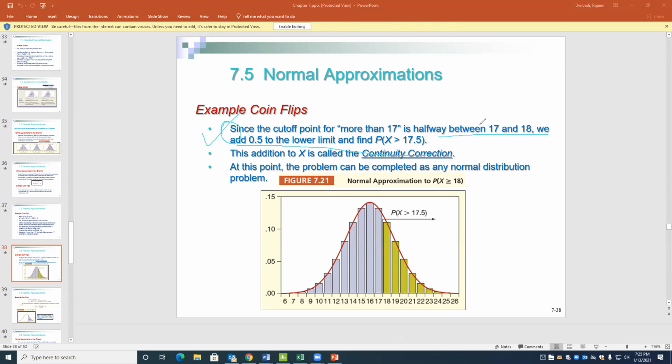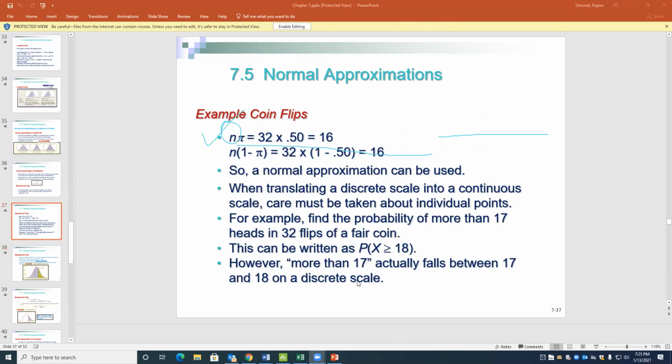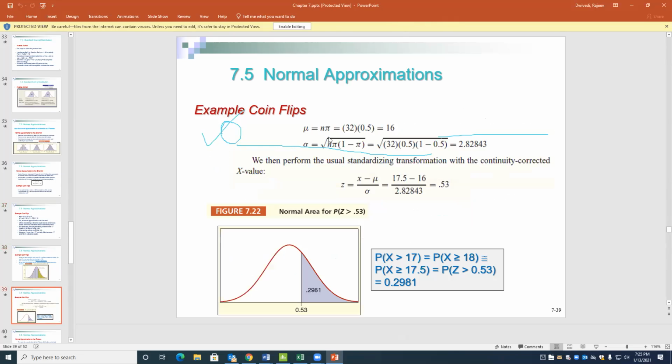So now mean is right here, where n pi is the mean, and standard deviation you can calculate. So this is 16, standard deviation is 2 point something, and z for 17.5 you can compute, which is this value. So this can be quickly done. You take the 17.5 value and you can get this area. Simple.